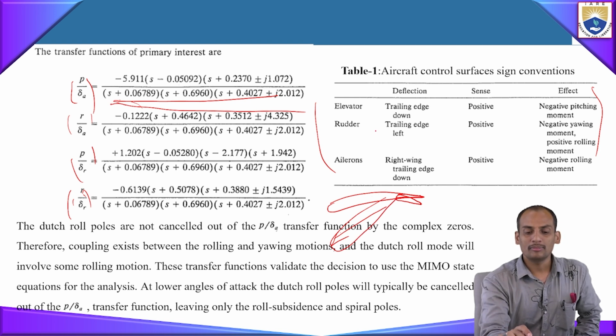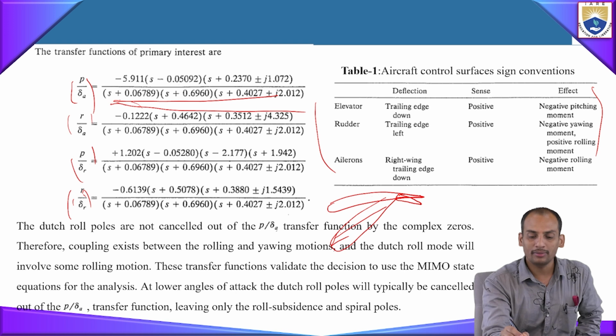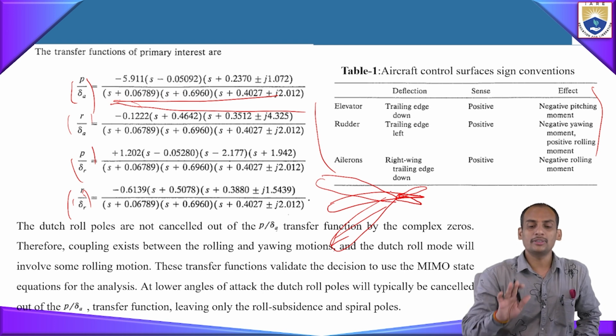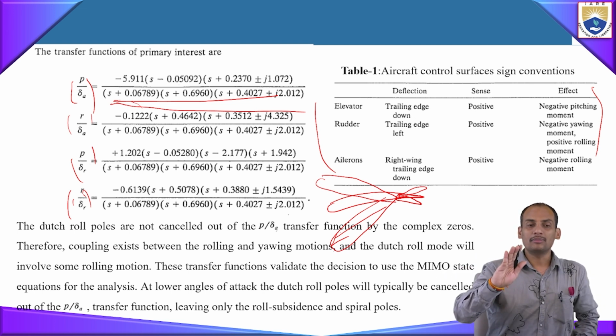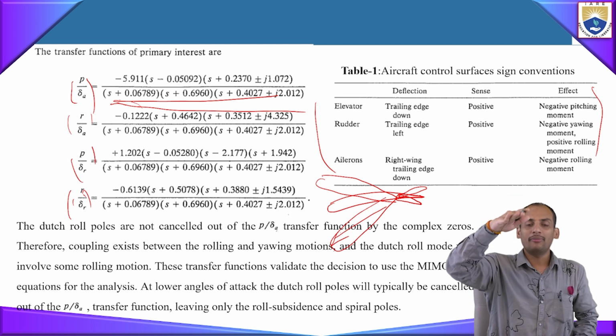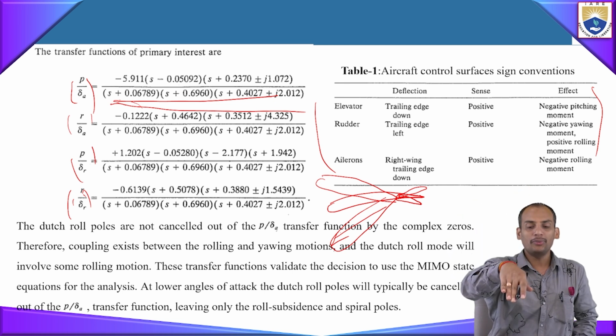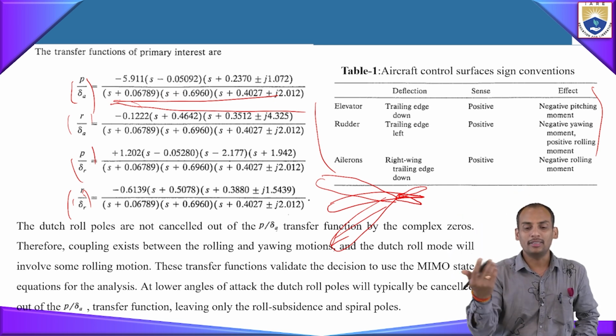If it is in an upward direction, then a positive pitching moment will be obtained. That means when the elevator is down, it will attain the pitching, and when the elevator is down, it will approach landing. So in a simple way, if you remember.